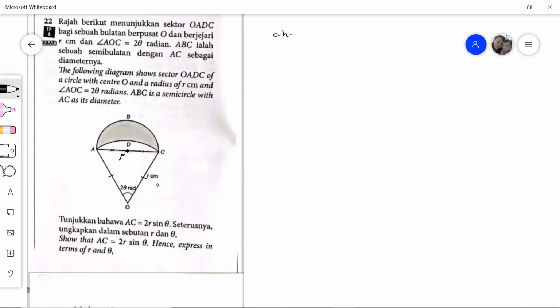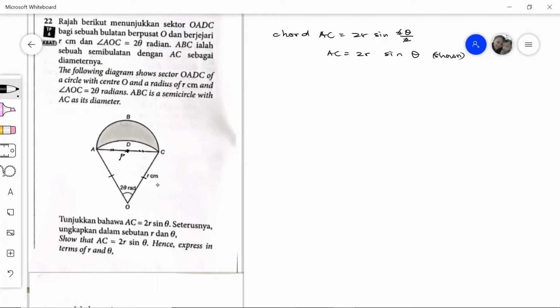So to find the chord, we use the formula 2R sine of half of the angle. The angle is 2 theta, so divide by 2. So 2 and 2 can be simplified. So we have just shown that AC is 2R sine theta.